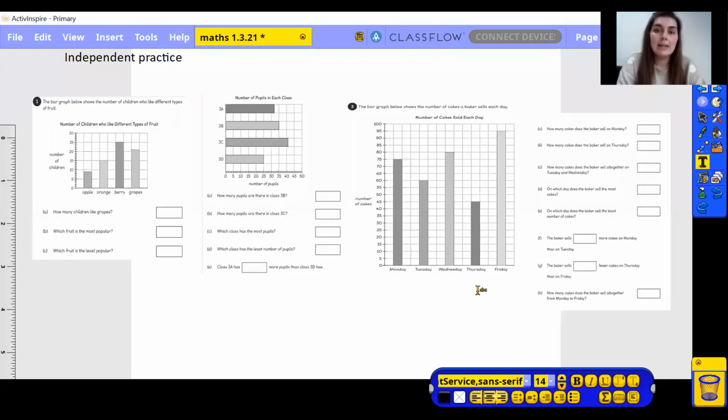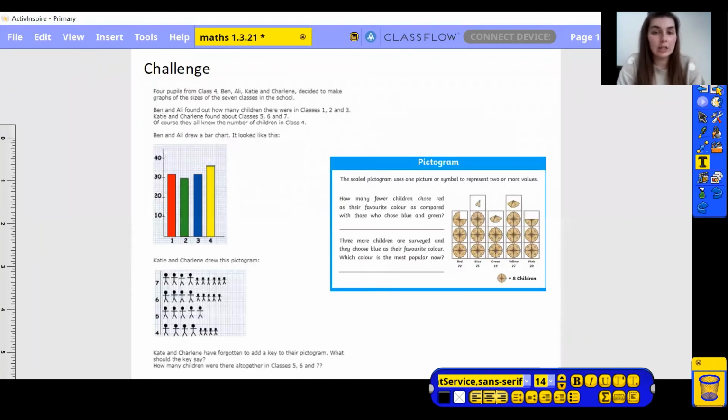So for your independent activity, you are going to use these bar graphs to answer the questions. And then once you have completed the independent activities, you can move on to today's challenge. And there are 2 challenges. So the first one, you need to use the bar graph and the pictogram to answer these questions. And then the second challenge, you need to use the pictogram to answer these 2 questions. And there's a little key here to help you. So good luck with the challenges and don't forget to send any of your learning into the Year 3 email.